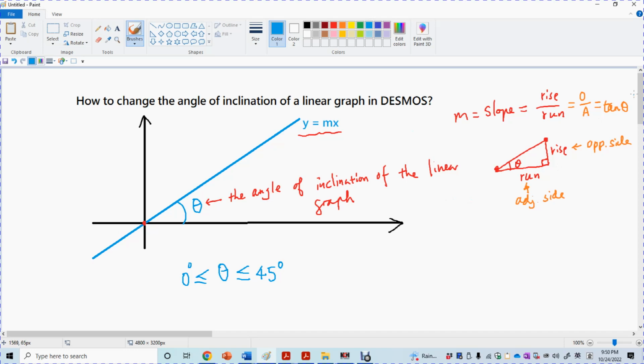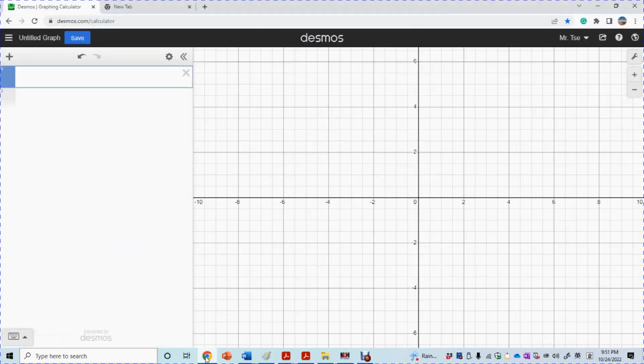The problem is, if we want to show it in DESMOS with a range of angles, like from 0 to 45, how can we see the variation of the linear graph with theta changing? So you want to control the value of theta, and you can see the change of the gradient in the straight line. We can do it in DESMOS very conveniently.